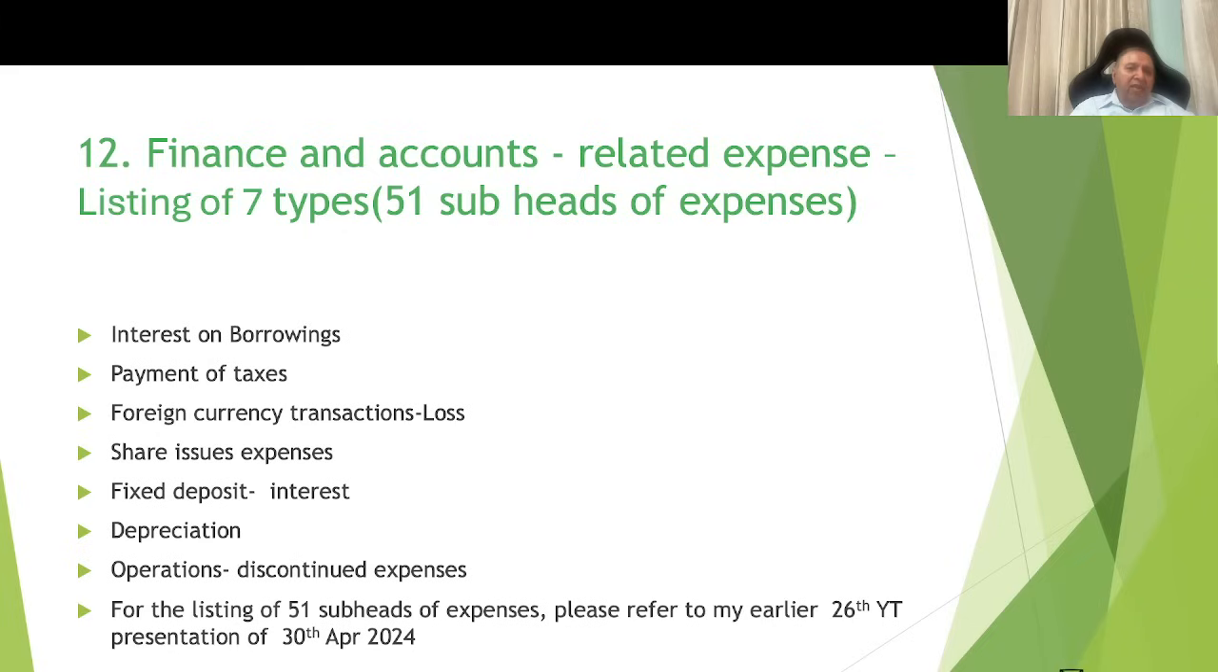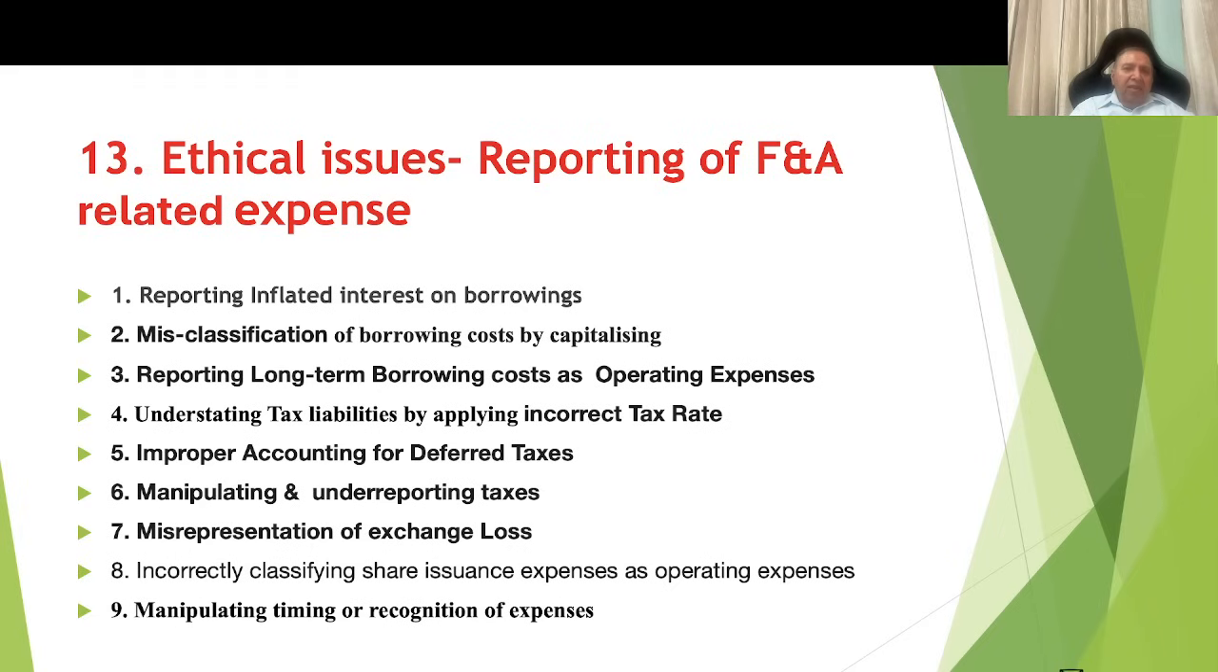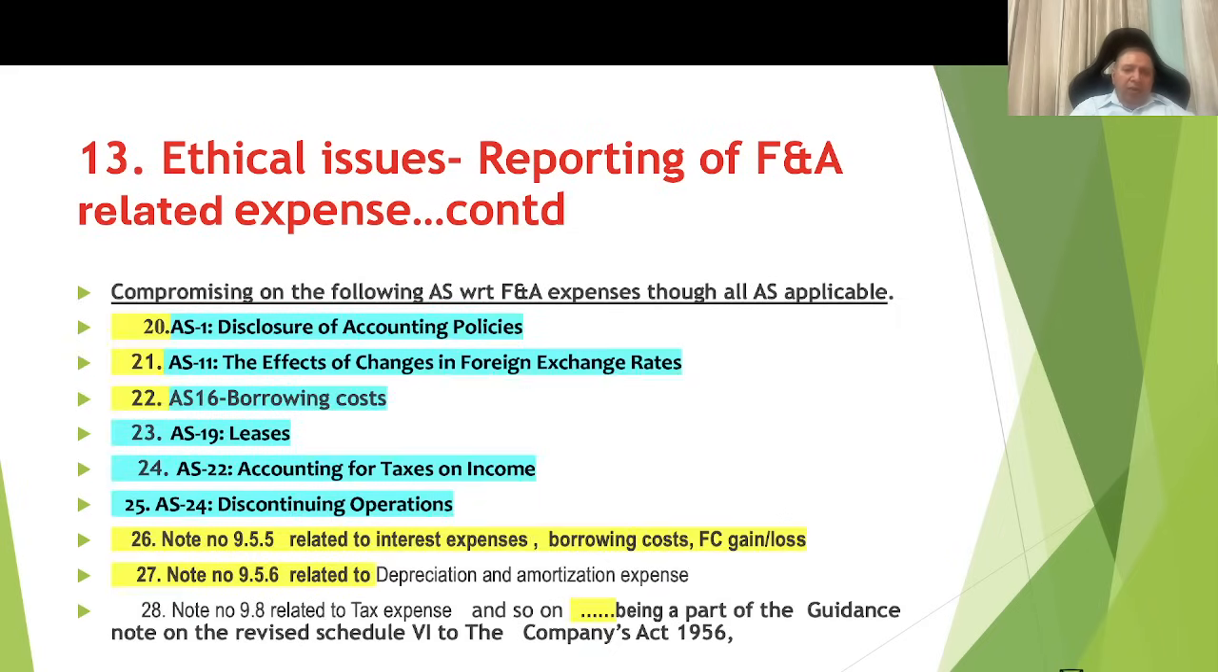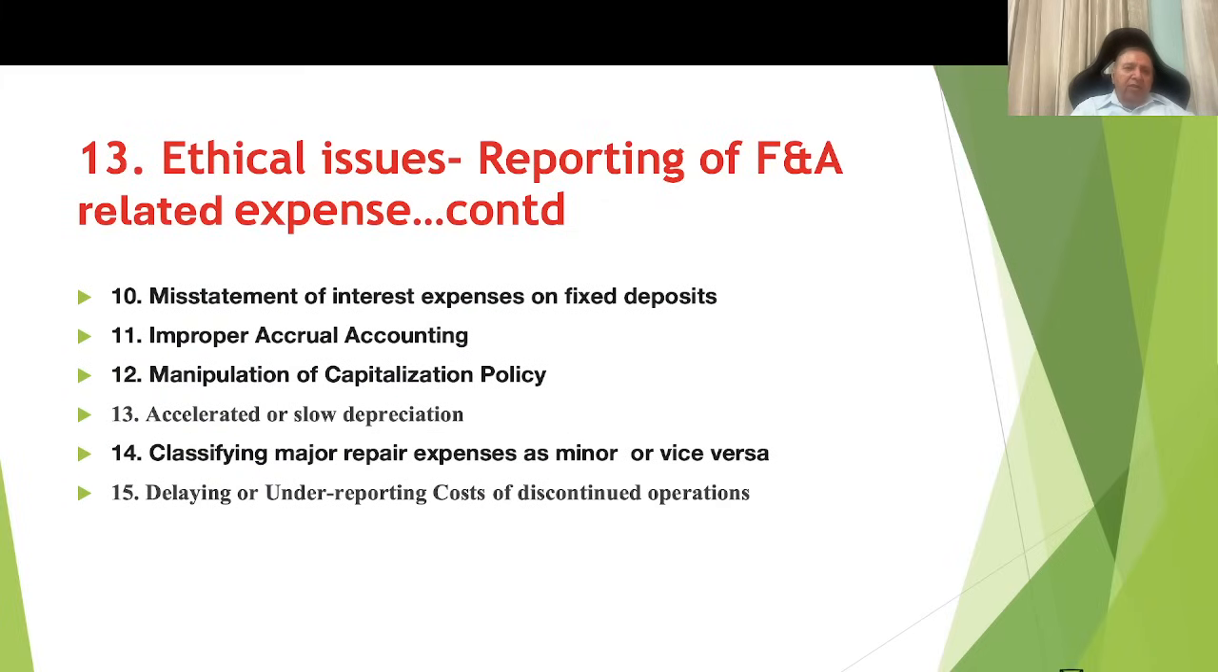Now the key 7 types of heads are interest on borrowings, payment of taxes, foreign currency transactions loss, share issue expenses, fixed deposit interest, depreciation, and operations of discontinued operations. Ethical issues in reporting of F&A: there are about 28 issues, so I am just sharing them one by one.